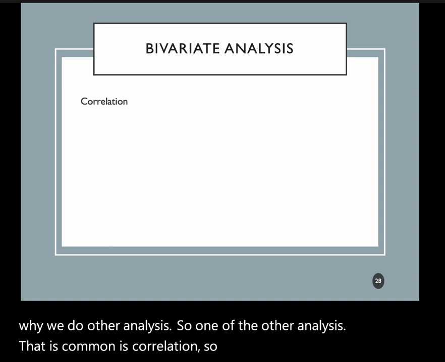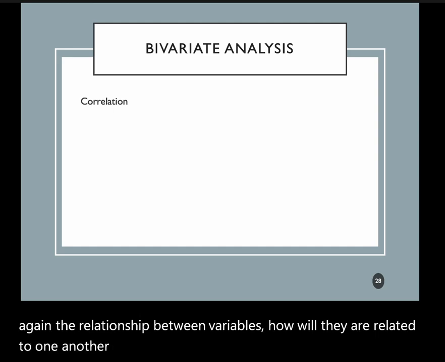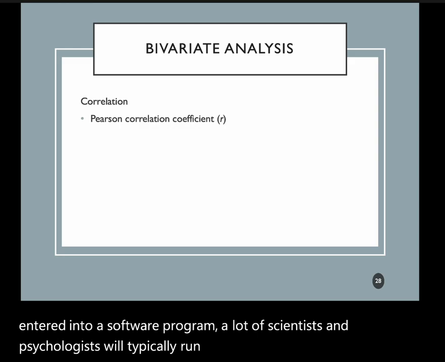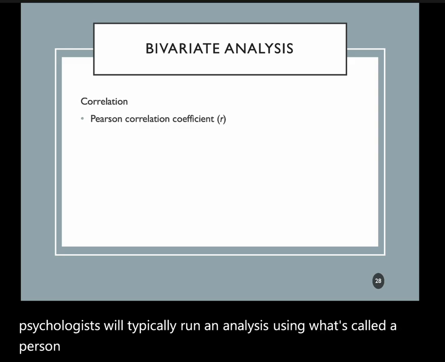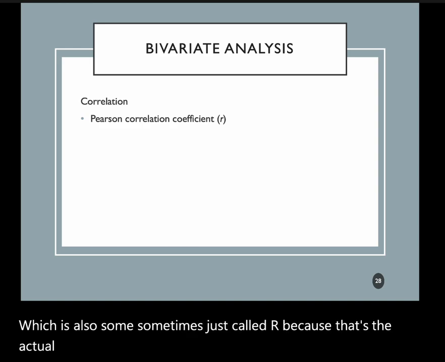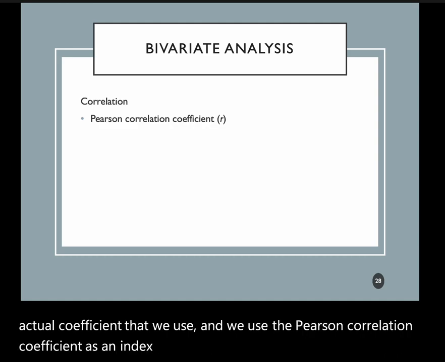Correlation is used to look at again the relationship between variables, how they are related to one another. And when all data in a data set is cleaned and entered into a software program, a lot of scientists and psychologists will typically run an analysis using what's called a Pearson correlation coefficient, which is also sometimes just called R because that's the actual coefficient that we use. And we use the Pearson correlation coefficient as an index that determines the level of correlation between two variables.